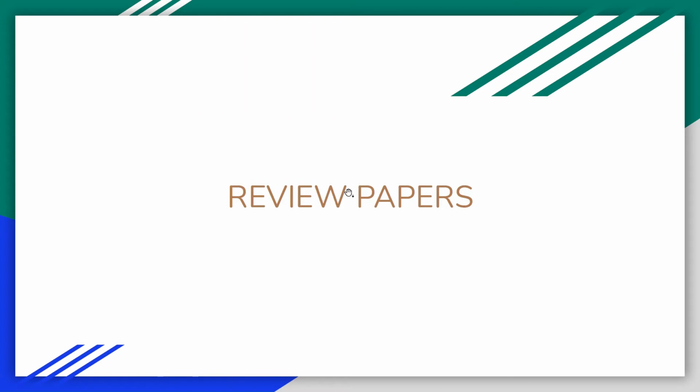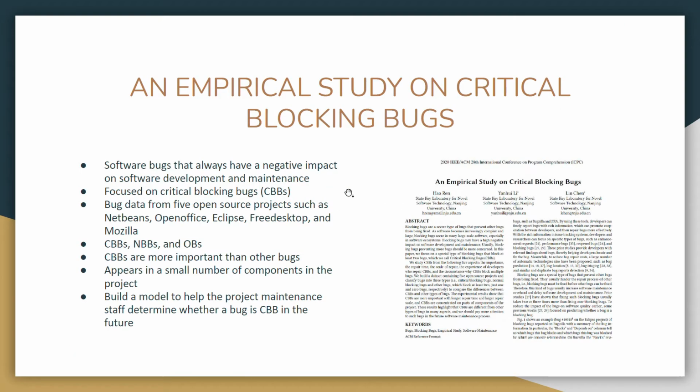Next, let's go through the review papers. We are going to identify 5 review papers. The first one is an empirical study on critical blocking bugs. This research article is about software bugs that always have a negative impact on software development and maintenance. Software maintainers usually spend a lot of time fixing these bugs. Because of that, there are many research works on specific types of bugs. There are also many automation techniques that have been proposed to help developers fix these bugs.